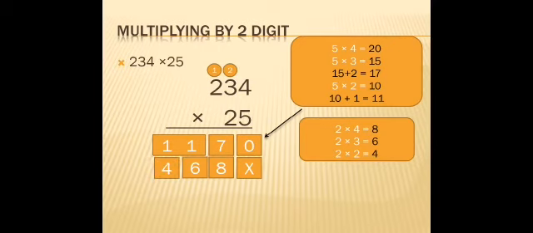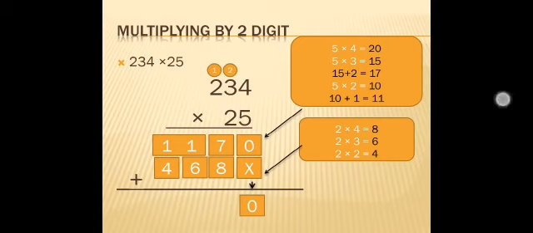When you are done with the multiplication, the very last step is addition. You have to add all these numbers. So 0 plus cross, of course cross means 0 here. So 0 plus 0 is 0. 8 plus 7 is 15. 1 will be carried away. So 6 plus 1 plus 1 carry, you have 8, and then 4 plus 1 is 5. So 234 multiplied with 25, you get 5850.